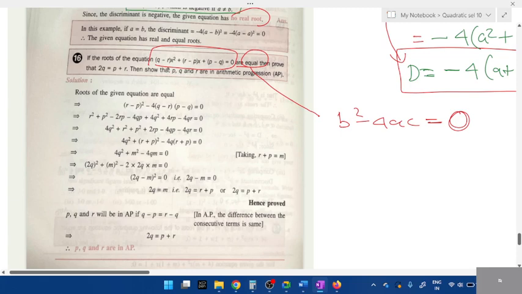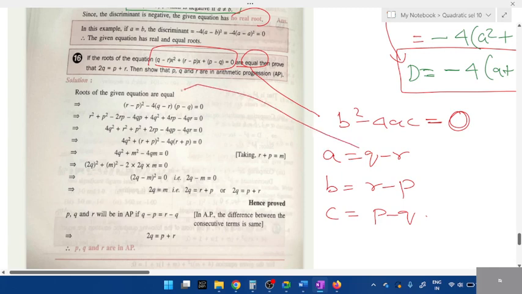Then look at, extract the value of a, b and c from this. a will be q minus r. b is equal to r minus p. c is equal to p minus q. See, that is what they have substituted here. So as you keep solving, at one point you'll get this equation. Right? After that, I'll tell you how to solve. Just ignore this last part. So only the first three types are important.